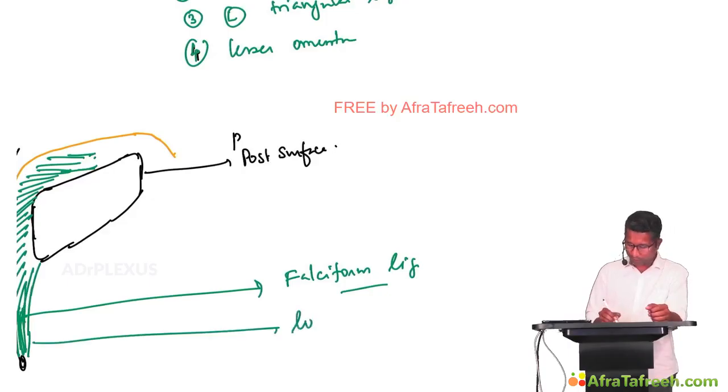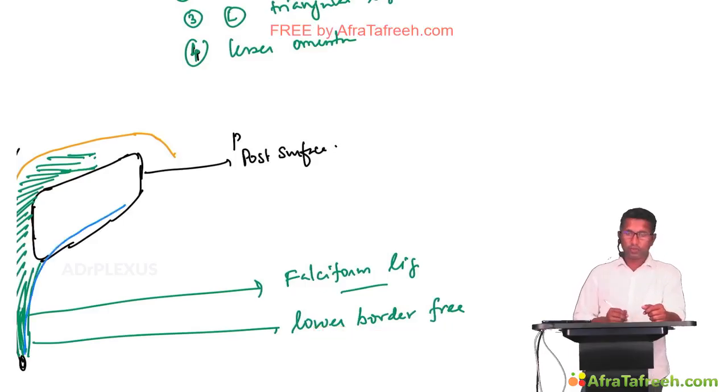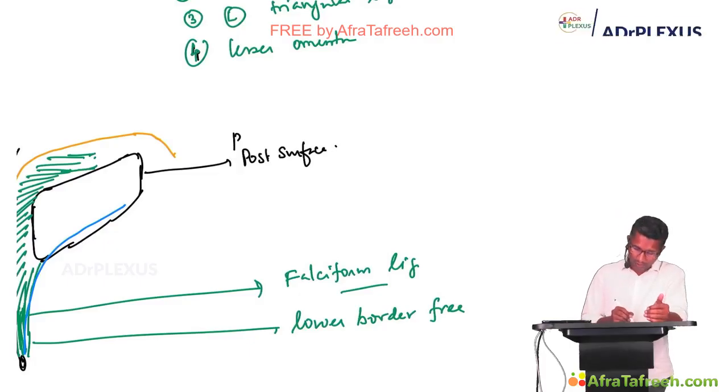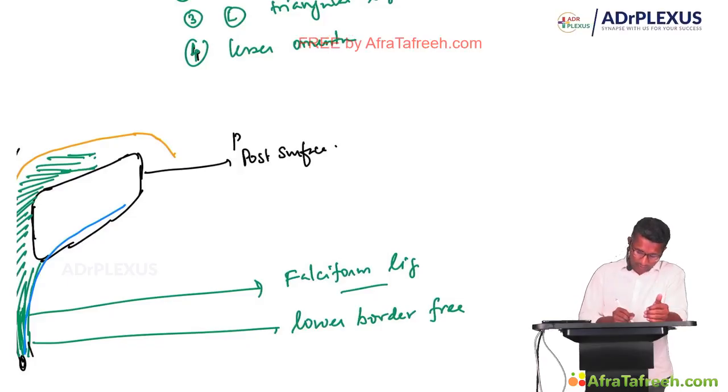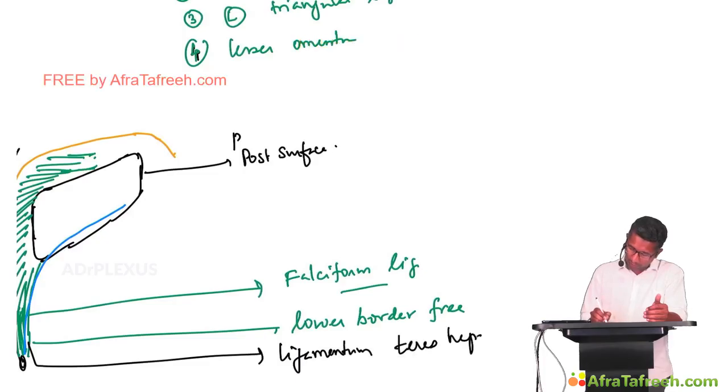The lower border is free here, and in the lower border which is free there runs an obliterated vein to the liver. This vein which is running to the inferior surface of the liver, which is obliterated, is nothing but the ligamentum teres hepatis. It is called as ligamentum teres hepatis.